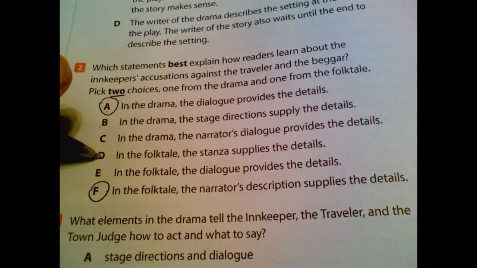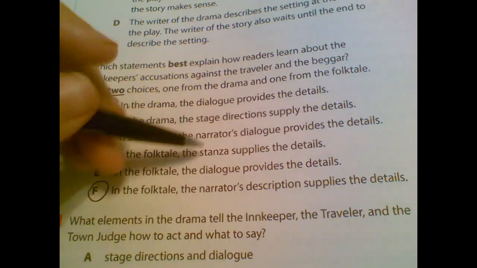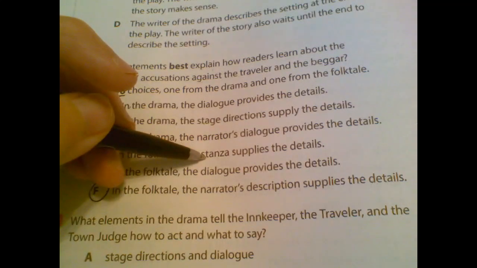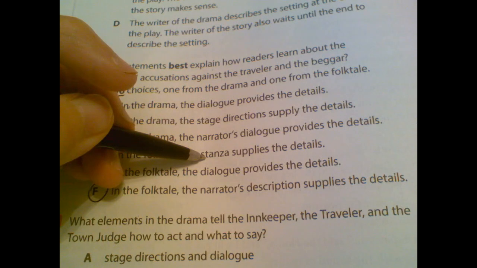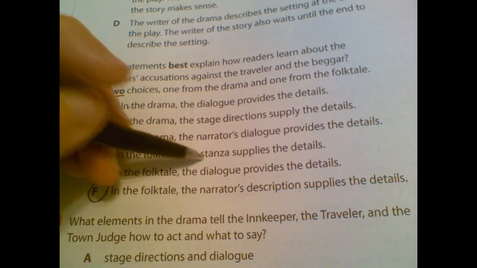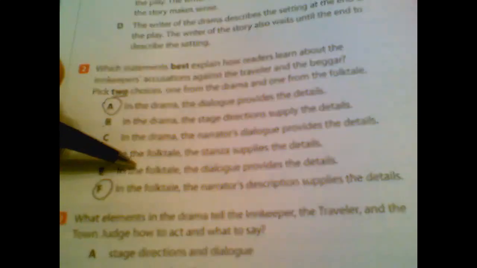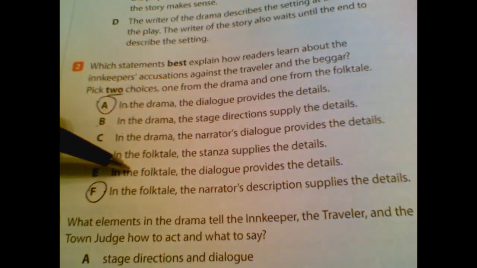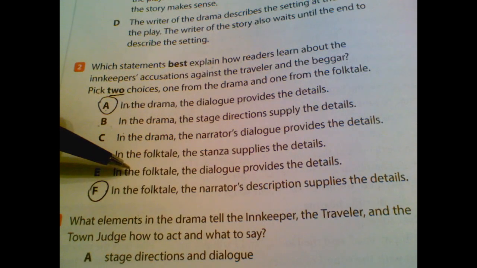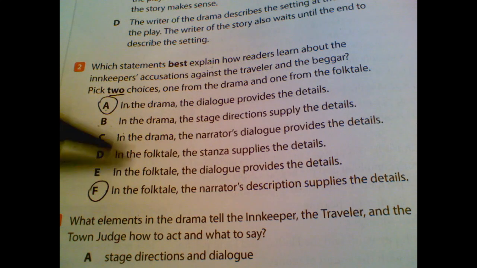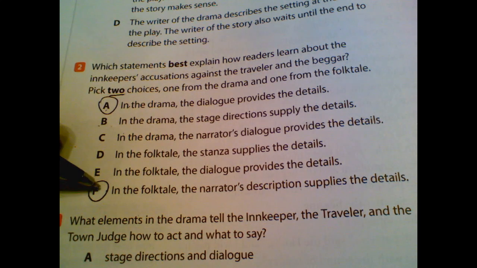All right, let's look at D. In the folktale, the stanza. Now, do stories have stanzas? No, folktales and other stories are written with paragraphs, so that is why that one's incorrect. E, the dialogue provides the details. No, the dialogue in the folktale begins after the narrator describes the innkeeper's accusations. So you should have chosen A and F.